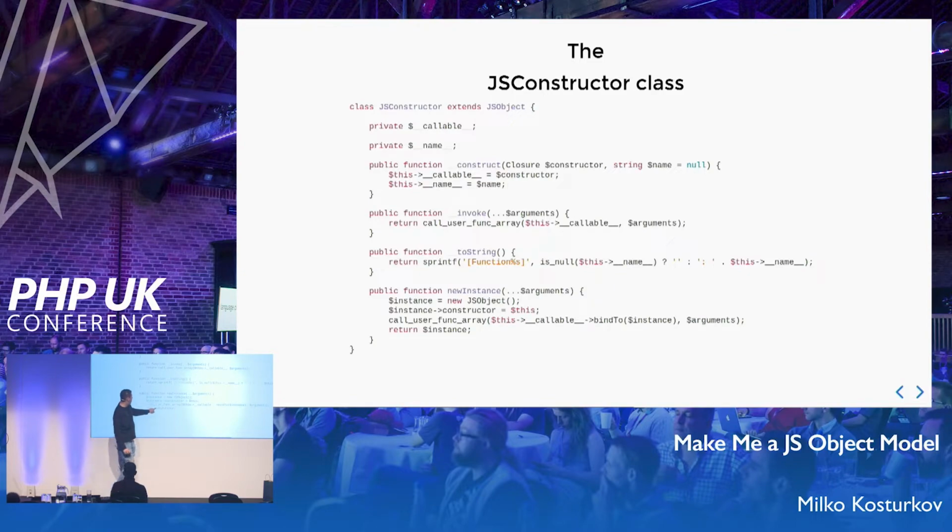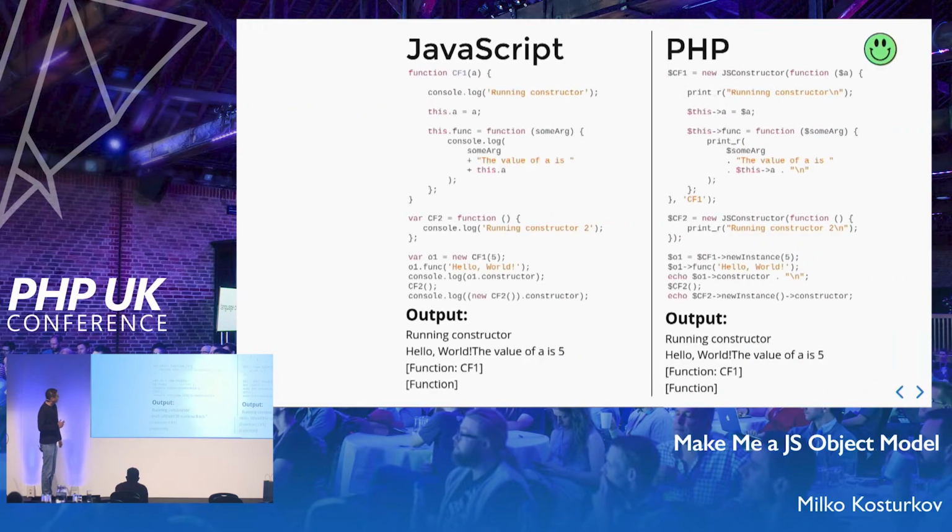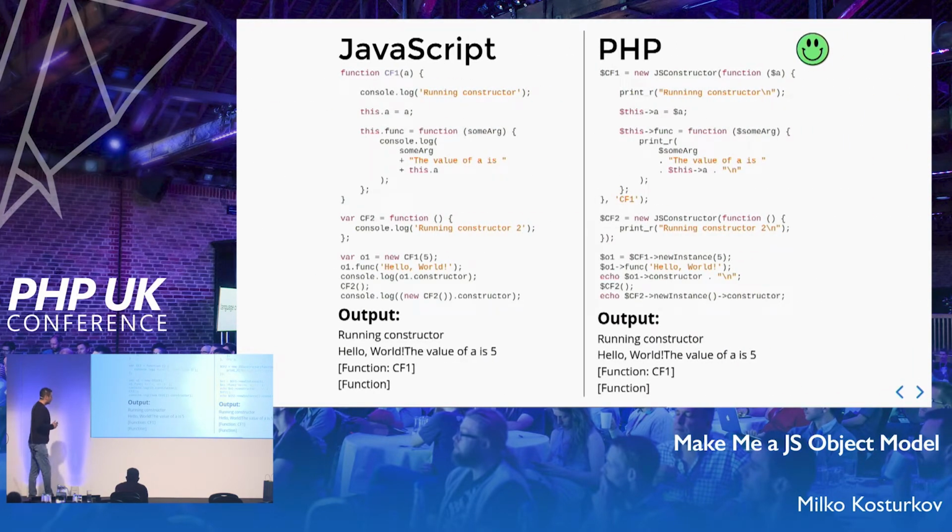Then we're going to call the callable that we've passed, binding it to the instance that we've created, and passing in the arguments that we got here. And then we're going to return it. So basically, this is exactly what the new keyword does in JavaScript. It creates an object, it sets its constructor property to the function that is creating it. It's calling the function in the context of the object, passing the arguments that are being passed, and then returns the object. Voila, it works. So there we go. That's the equivalent.